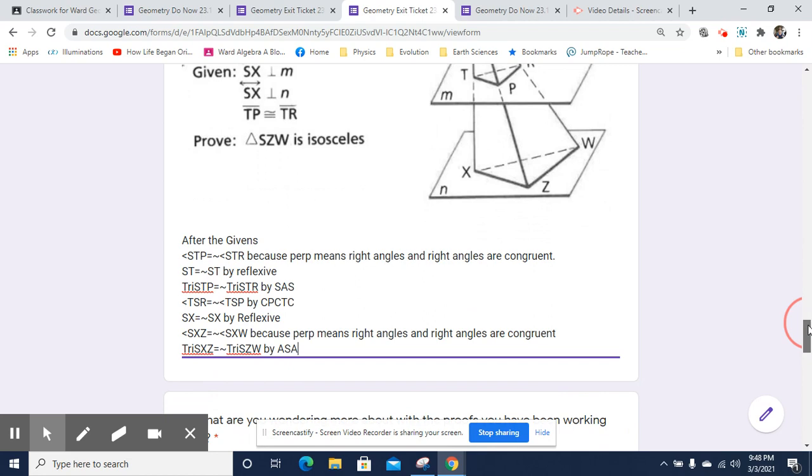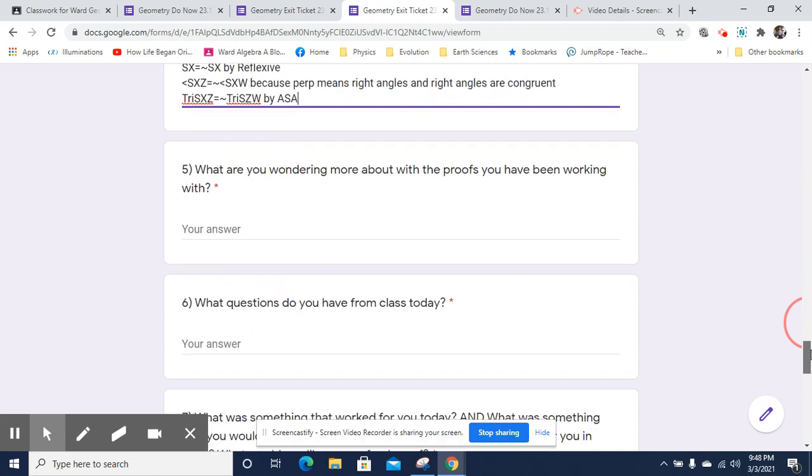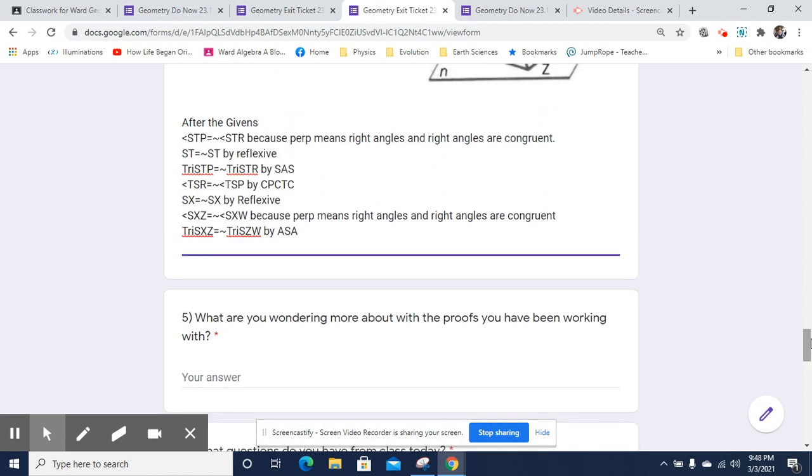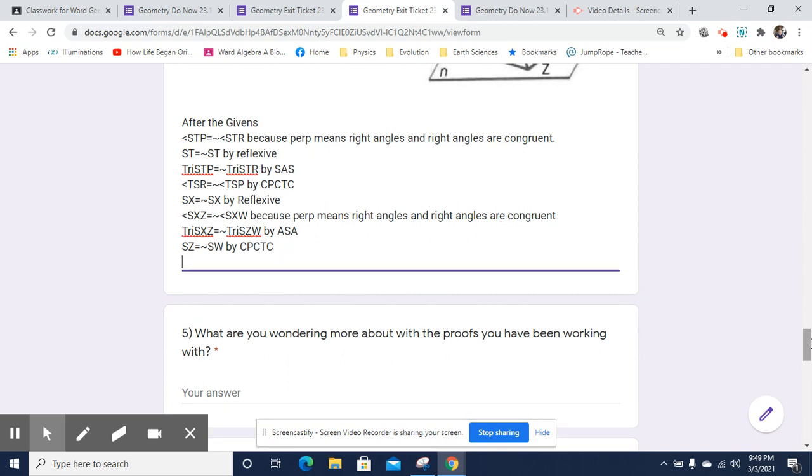Once we've got that, now we can say that SZ and SW are congruent by CPCTC. So SZ is congruent to SW by CPCTC. And then finally, we can say that triangle SZW is isosceles by definition, well, I should say because two sides are congruent. Okay, and then you're done.